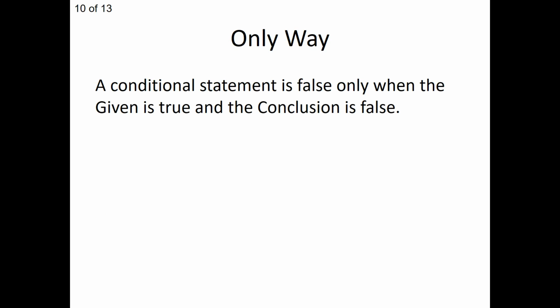So the only way to make a conditional statement false is to make sure that the given is true, make sure the given is satisfied, and the conclusion is false. That's where we're going to find that it fails in the conclusion.